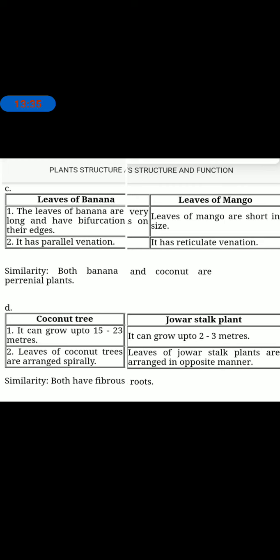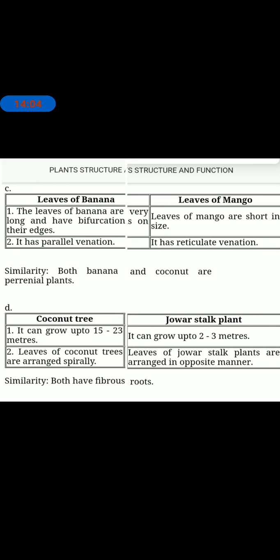Now the similarities among these. Both leaves have regional importance. In any regional functions we have seen these two plants. Also you can write that both banana and mango are perennial plants. Perennial means long lasting, they have a long life, not like coriander or onion. They have a long life duration.